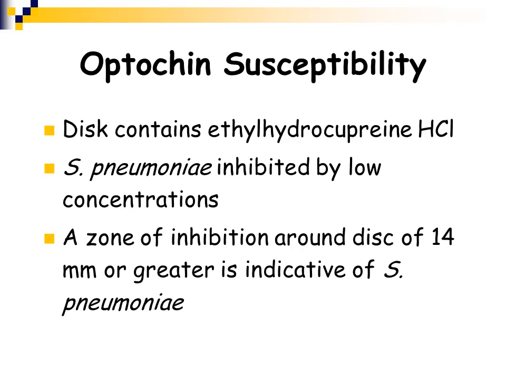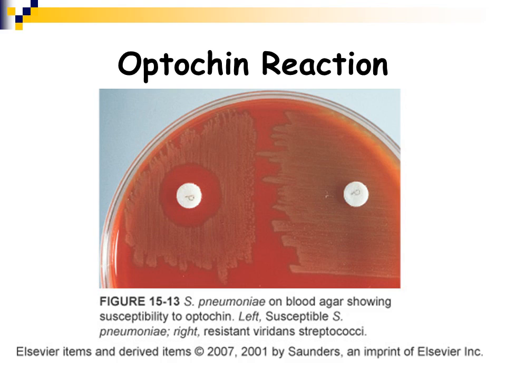Streptococcus pneumoniae is inhibited by very low concentrations of Optochin. So you get a zone of inhibition around the disc if it's 14 millimeters in size or greater. This would be indicative of Streptococcus pneumoniae. And here, Streptococcus pneumoniae is on the left. It has a nice large zone of inhibition that's greater than 14 millimeters. And on the right, you have an alpha hemolytic organism that grows right up against the disc, and this would be a viridans streptococcus.